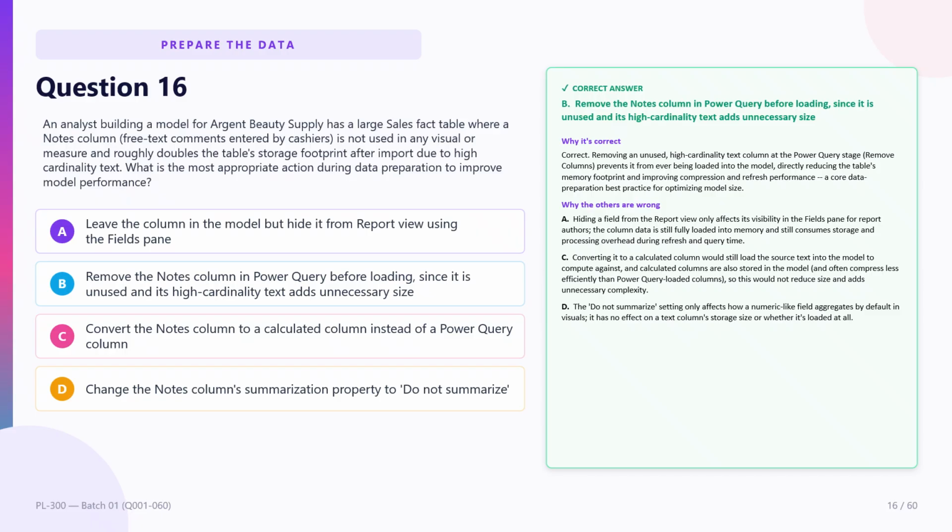D. The Do Not Summarize setting only affects how a numeric-like field aggregates by default in visuals. It has no effect on a text column's storage size or whether it's loaded at all.